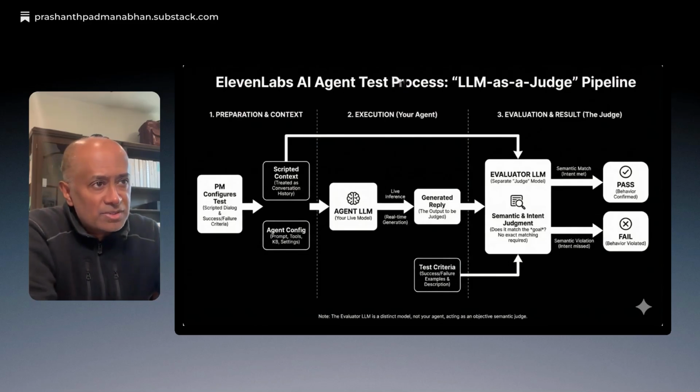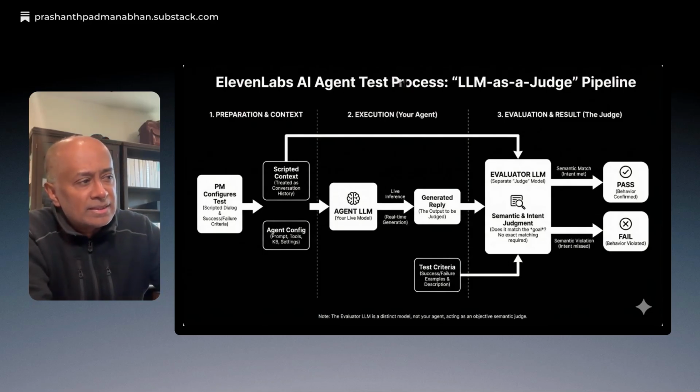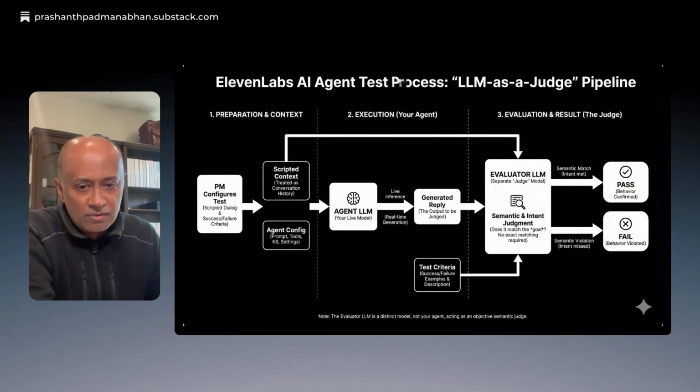As you can see, it's a 3-step process. The product manager first configures the test, provides the goal, sets the context, defines the success criteria and failure criteria, provides some examples of success and failure, and then executes the test. Obviously, the agent has configuration, system prompts, tools, knowledge base, other settings like temperature, and so on. And then the LLM responded with the behavior. Then the evaluator LLM, which is the judge LLM, evaluated that behavior and said whether the agent passed or failed the test.